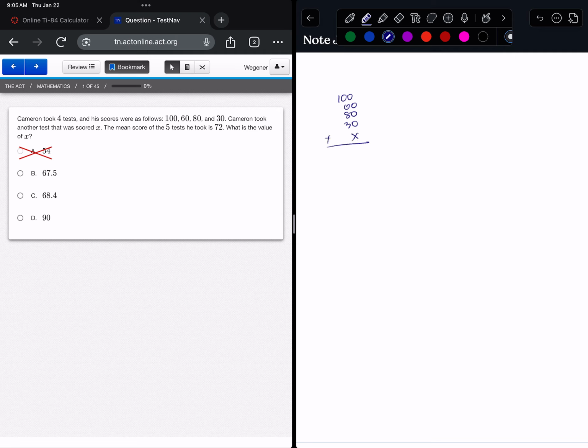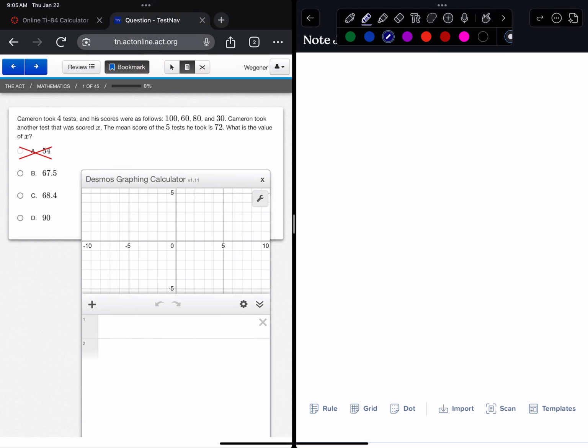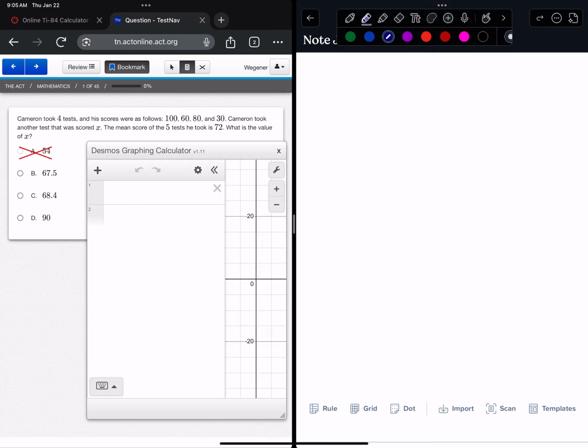But honestly, doing it by hand is so much longer. The ACT is timed, so let's just do the easy way, okay? The easy way is putting it in the calculator.